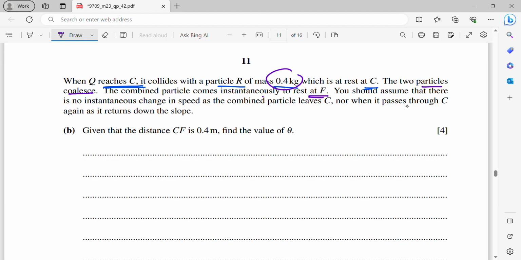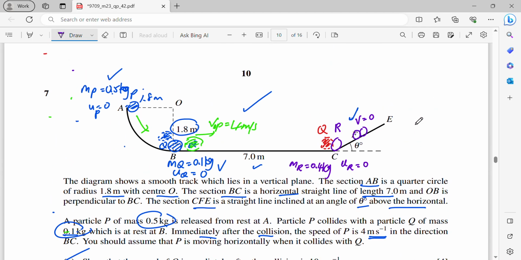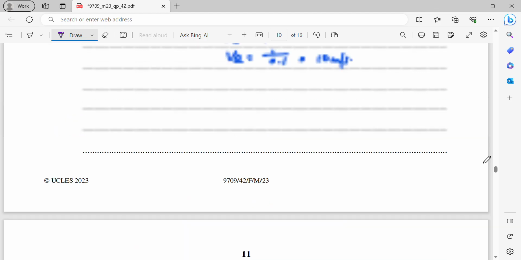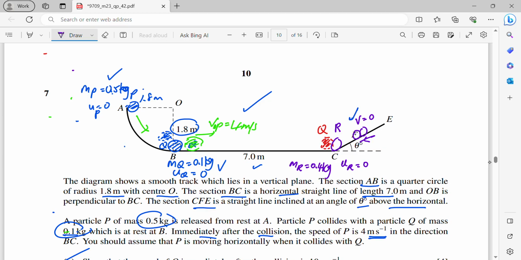You should assume there is no instantaneous change in speed as the combined particle leaves C, nor when it passes through C again as it returns down the slope. So it rests a while, then goes down and comes back to C. Now, given that the distance CF is 0.4 meters, find the theta value. It's given in the diagram, CF here is 0.4 meters.